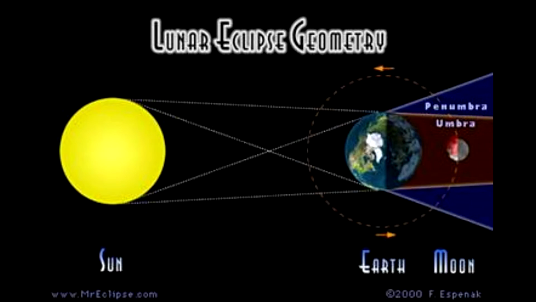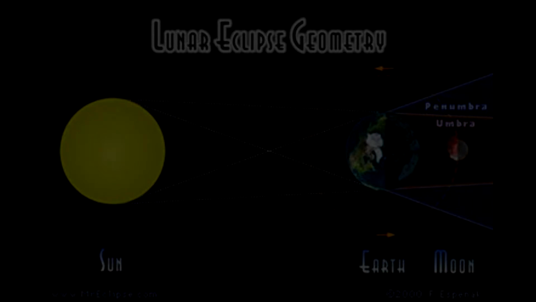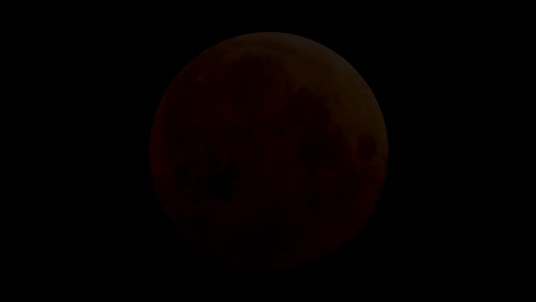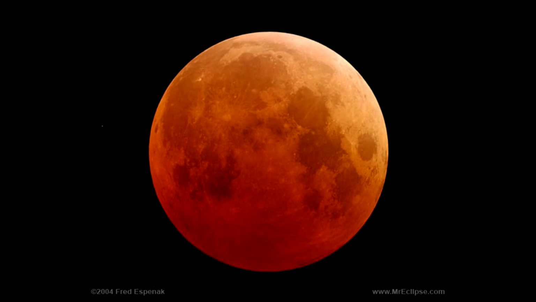A lunar eclipse occurs when Earth's shadow blocks the sun's light, which otherwise reflects off the moon. These are the types of lunar eclipses. Total lunar eclipse. This occurs when the entire moon passes through the Earth's umbra shadow. This total lunar eclipse will show in a deep orange or reddish color.